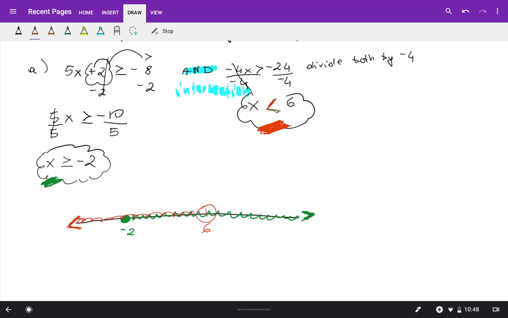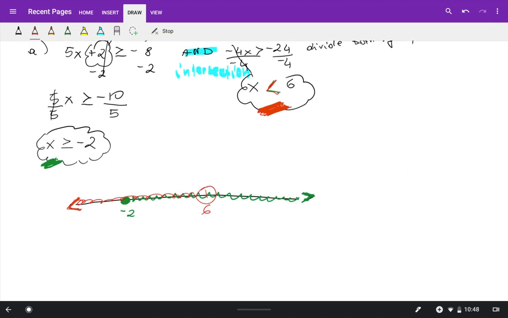Okay, so we graphed two inequalities, and now we need to look for the intersection. So the intersection is the part of the graph which overlaps. Like you see, two colors overlap right here in that segment. So this is our intersection. Okay, so the solution set.